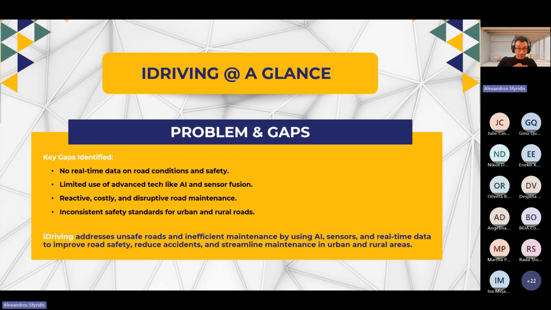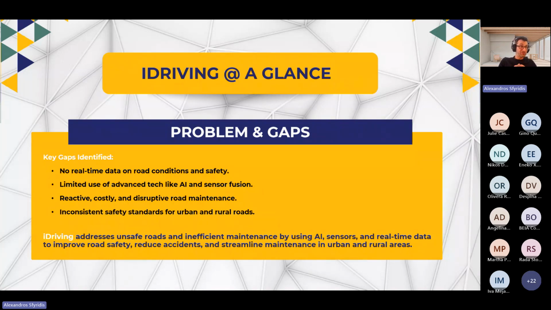In addition, road maintenance is reactive rather than proactive, actually. And of course, it is costly. And during the time where road maintenance takes place, we can experience disruptions on road traffic, etc. And finally, we have identified that there is inconsistency in safety standards across urban and rural environments.